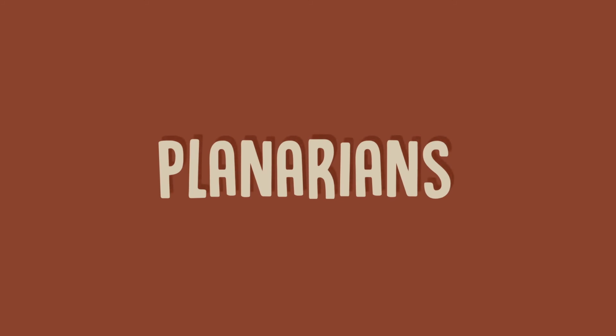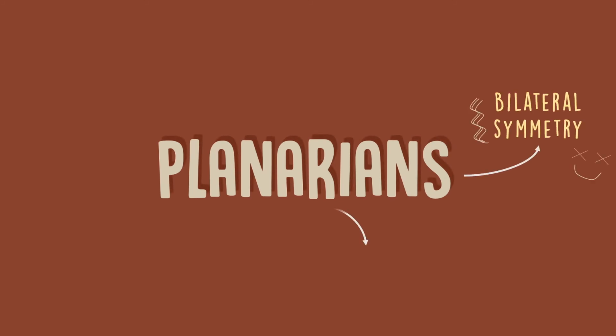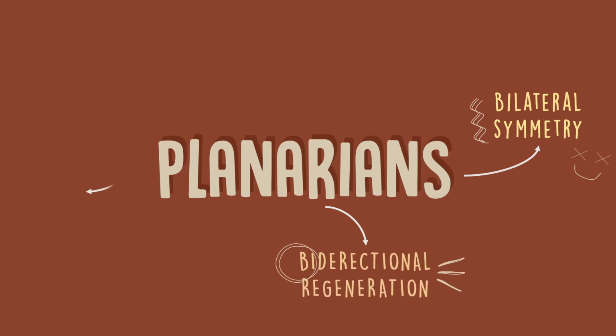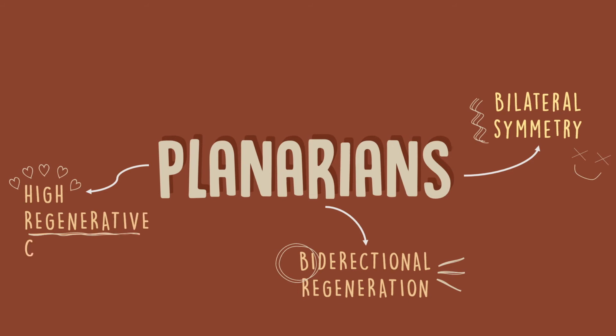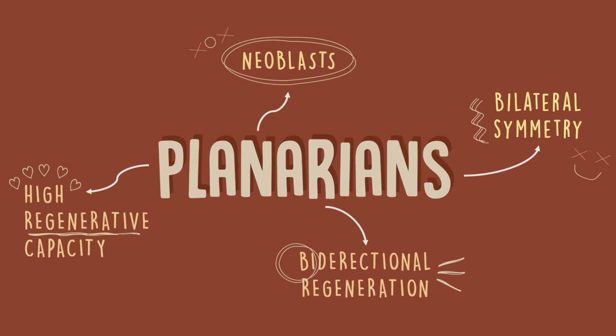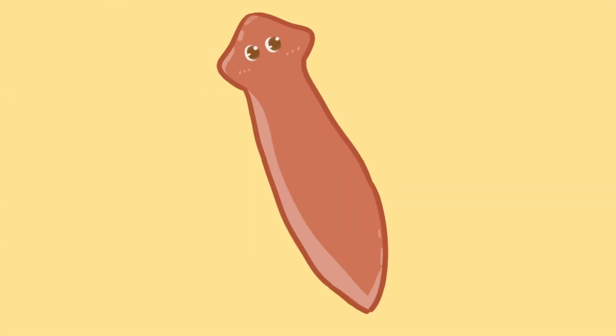Planarians are the simplest animals that show bilateral symmetry and are capable of bidirectional regeneration. They are also known for their high regenerative capacity, wherein they can rapidly regenerate any part of their body. This occurs due to the abundance of stem cell-like cells, or neoblasts, in planarians, unlike other organisms. Now, let's look at how planarians regenerate.